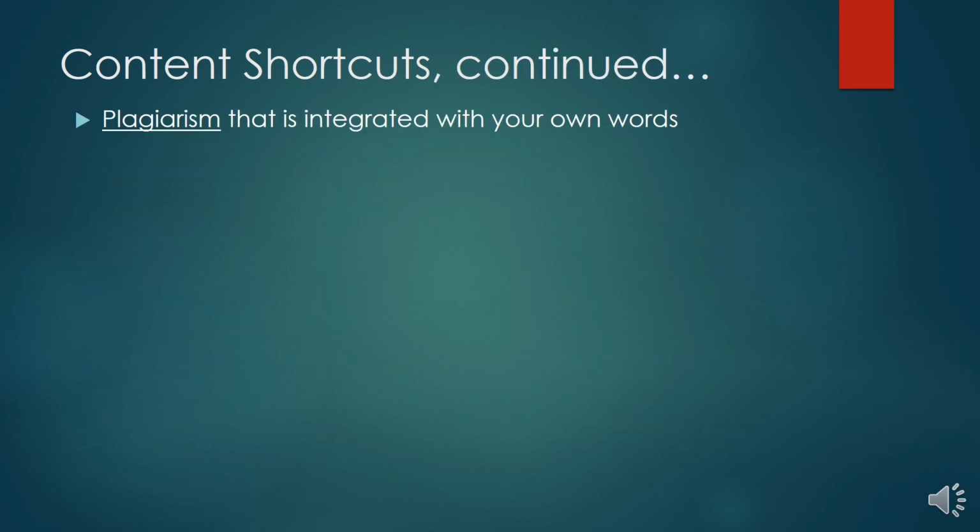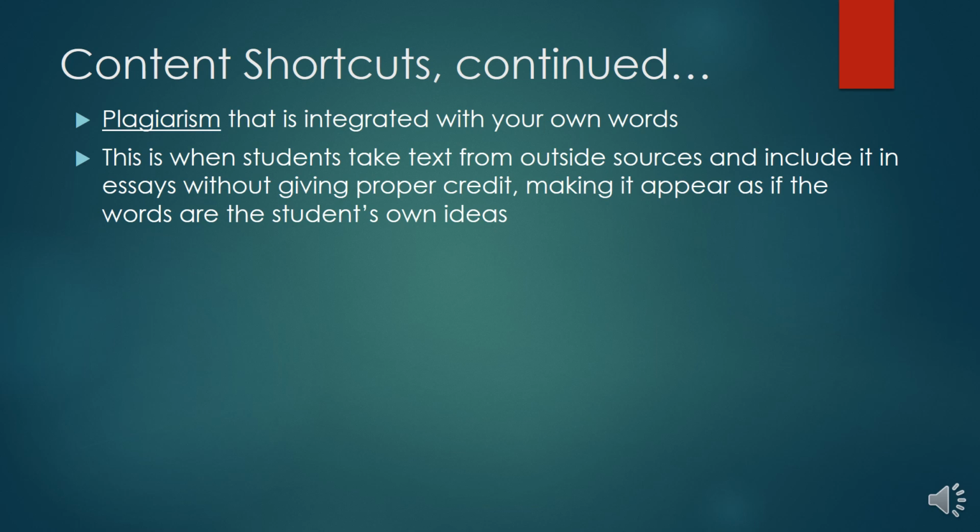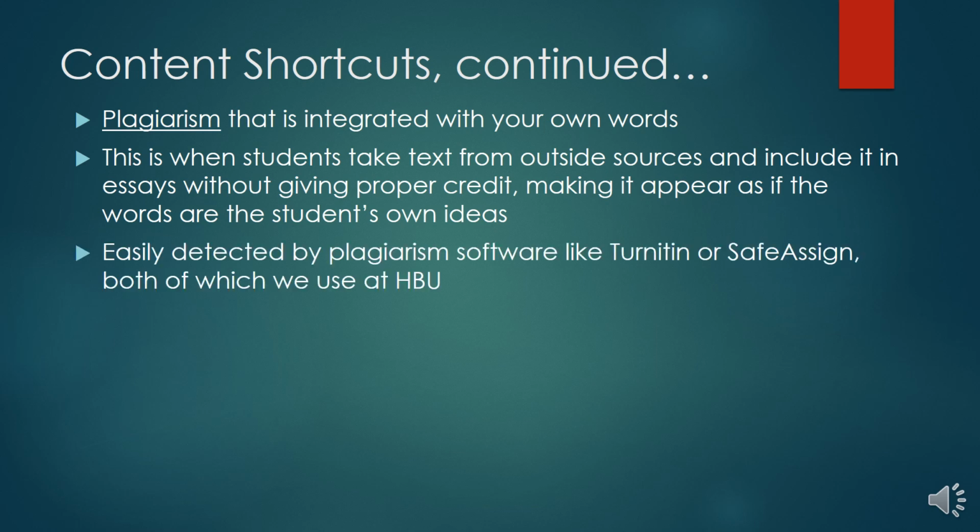Another one is plagiarism that's not a completely different person's essay, but that's integrated with your own words. This is when students take text from outside sources and include it in essays without giving proper credit. This is what we traditionally think of as plagiarism. And that also makes it appear as if the words are the student's own ideas. This type of plagiarism is easily detected by plagiarism software like Turnitin or SafeAssign, both of which we use at HBU. This is one reason not to do this, because the plagiarism software will tell us which words are yours and which words are not, and where you're getting them from.